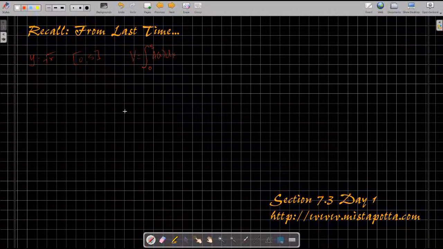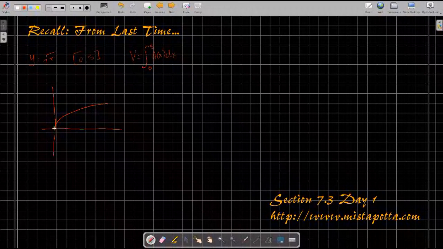What we're going to be doing today that's different is we're going to be taking a look at this as we're rotating about some line. In particular, in today's lesson, we're going to be rotating about the x-axis. So if I take a look at the graph of y equals radical x, and I look at this graph, but then I wanted to rotate it around the x-axis.